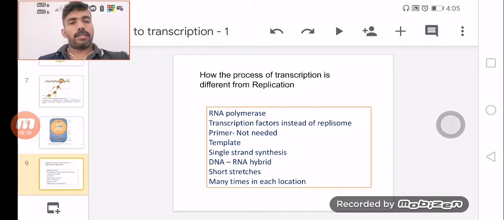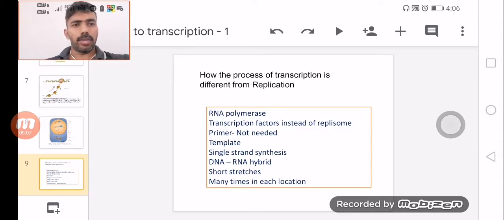The second comparison comes in the transcription factors or the proteins associated. In transcription, the proteins involved are called transcription factors, whereas in replication it's called the replisome. And the third factor is very important: RNA polymerase does not require any primer molecule for the synthesis to begin. That's an important difference. And in terms of template, both require a template.